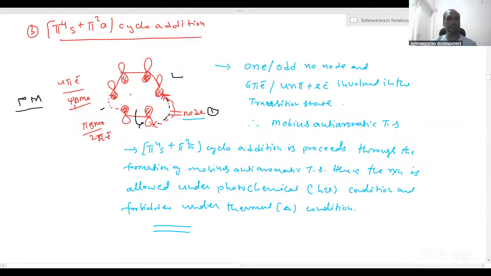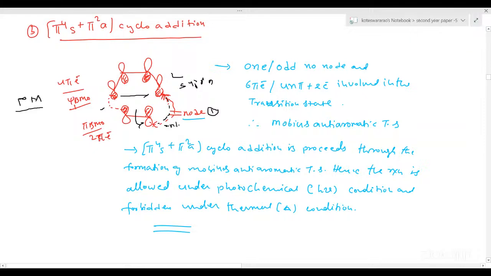Here, with respect to the first pi system, both lobes are on the same side. Due to that reason, this is supra. I forgot to write it here: supra. And with respect to the second pi system, this is antra. That you need to write whenever you are analyzing. In the examination also they are looking for that: whether you have clearly observed and understood it, they are testing. With respect to the second pi system, you need to write that this is antra, this is supra.